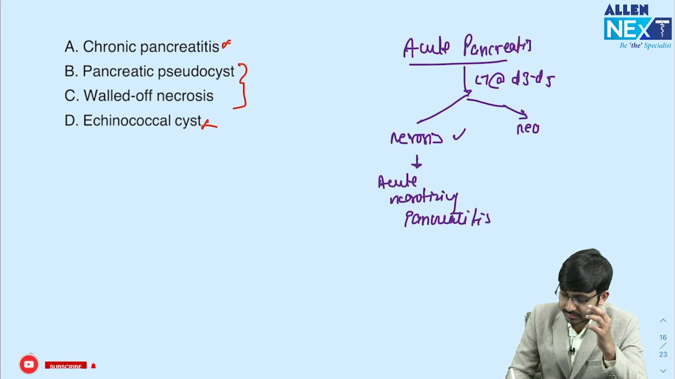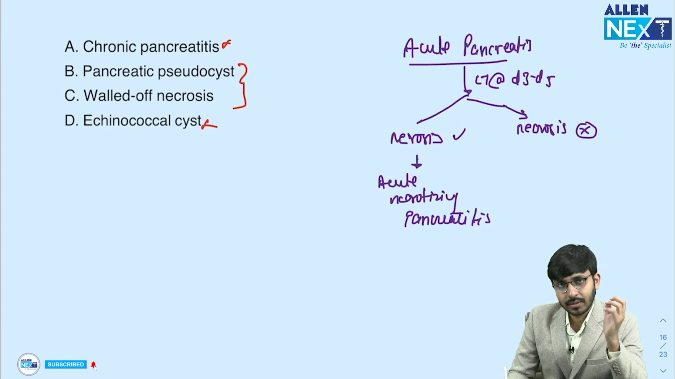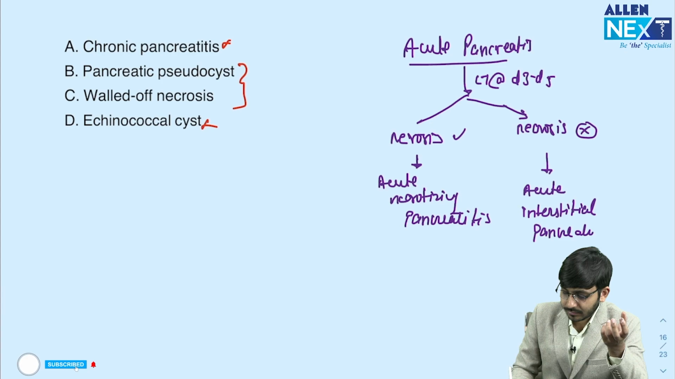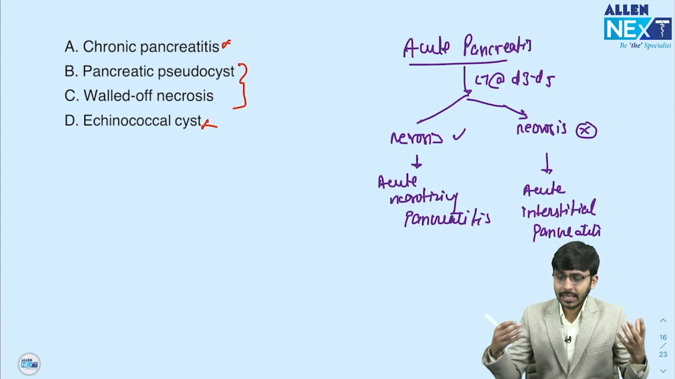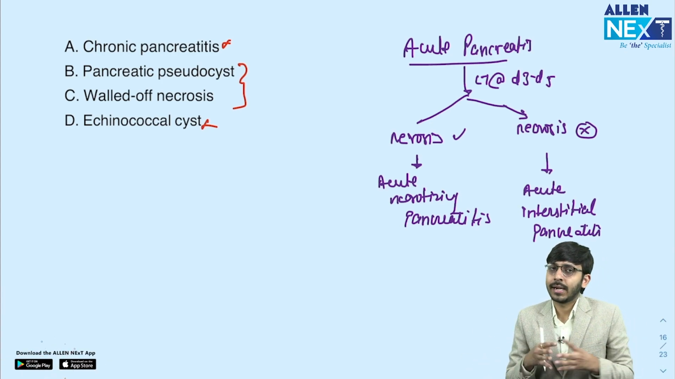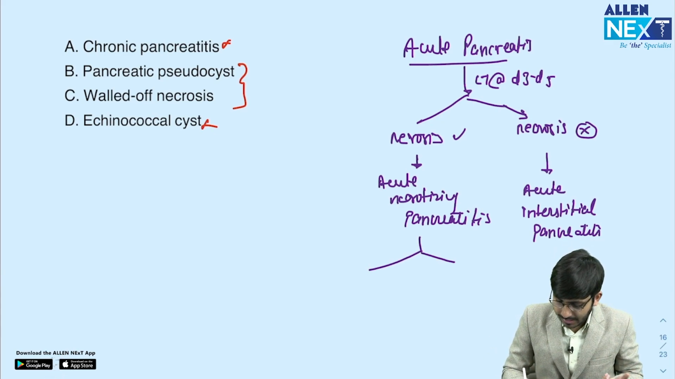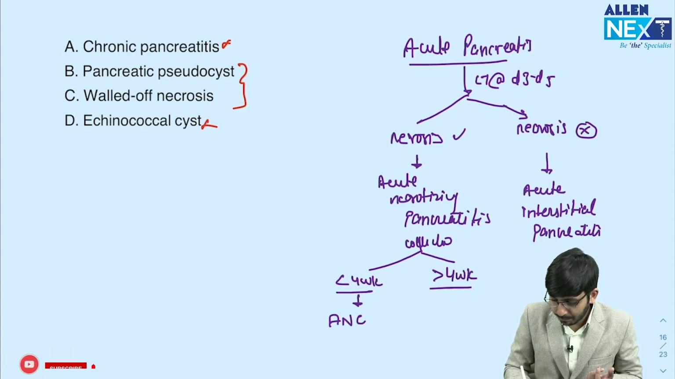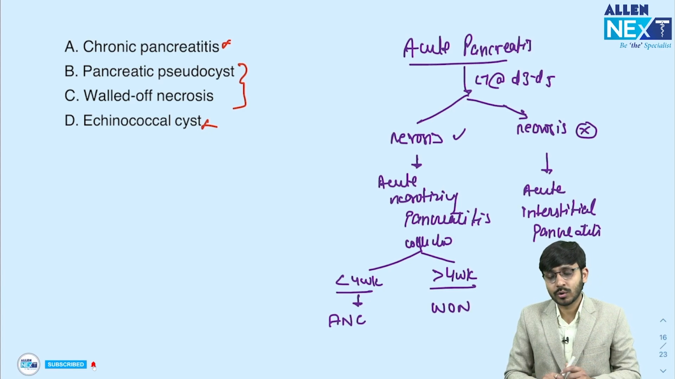But if the necrosis is absent, then it is acute interstitial pancreatitis, right? And the pancreatic collections that form in these two types of pancreatitis are different. Okay, so if a necrotizing pancreatitis has a collection less than 4 weeks, we call it acute necrotic collection. But if the 4 weeks have elapsed, then we call it walled-off necrosis.